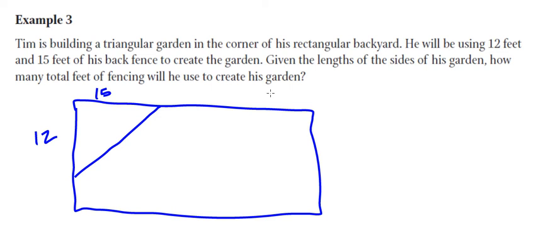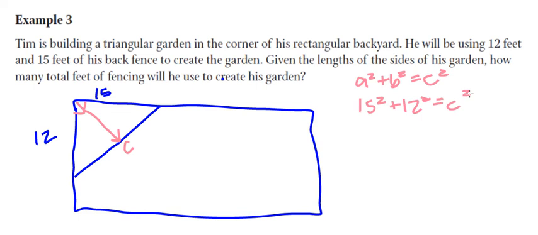So here, I guess we're going to assume that he needs this and this in addition to this value here. So we need to figure out how much he needs for this piece here, as he's going to fence that piece in. So we know that we have a situation here where we need to find the hypotenuse. So we're going to do a squared plus b squared is equal to c squared. So that's going to be 15 squared plus 12 squared is equal to c squared.